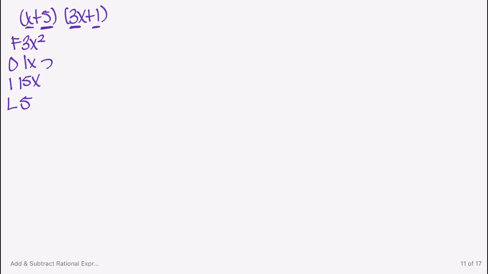So when I do x plus 5 times 3x plus 1, I'm going to use FOIL. First, I have x times 3x, so that's 3x squared. Outside, I do x times 1, so we have 1x. Inside, we have 5 times 3x, so that's 15x. And then we have last, so 5 times 1, which is 5. So now when we add up all these terms, these middle terms are going to once again combine. So we have 3x squared plus 16x plus 5.